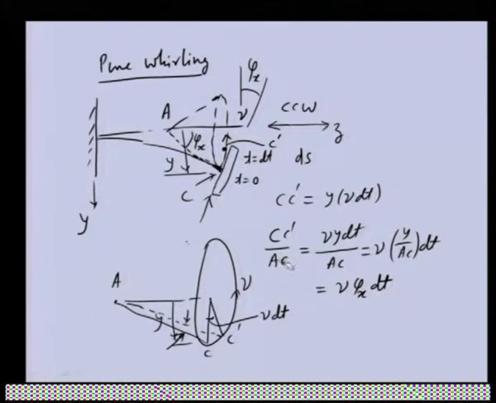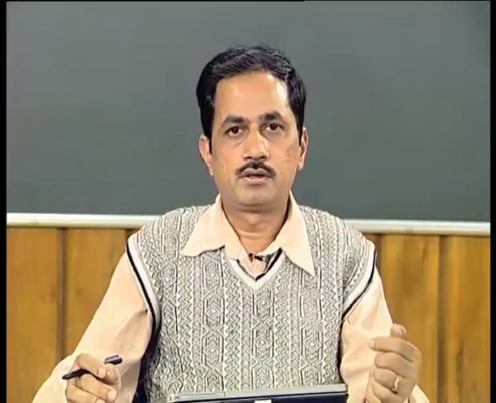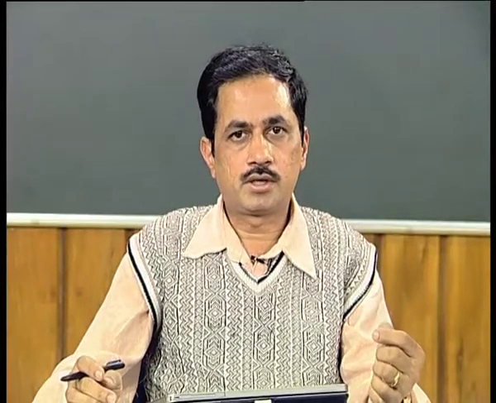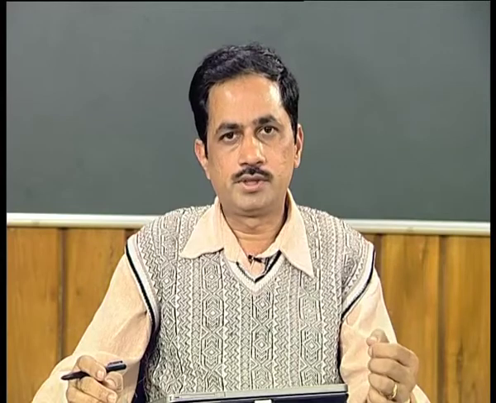Now, this is the angle. What is the rate of change of this angle? That will be nu times this divided by the time taken. So, nu into phi x. This is the rate of change of that particular angle. So, this is the angular velocity of the line AC during the motion of the disc. So, AC has this particular angular velocity nu into phi x, and we have obtained the angular velocity of the line AC, that is nu phi x.